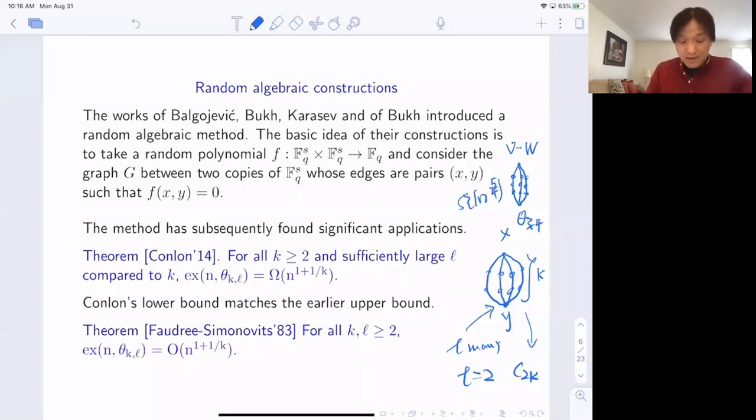Going back to Conlon's result, it matches an earlier upper bound due to Faudree and Simonovits, who showed that for every k and every L, the Turán number for theta k,L is upper bounded by n to the 1 plus 1 over k. So that gives you the exact order of magnitude for theta graphs when L is large. Okay, so this is one application.